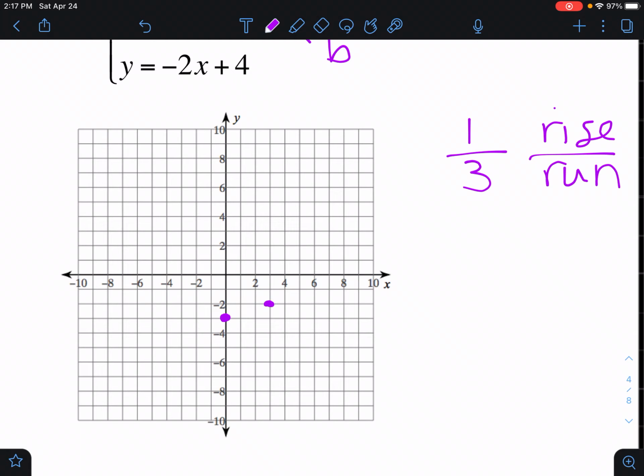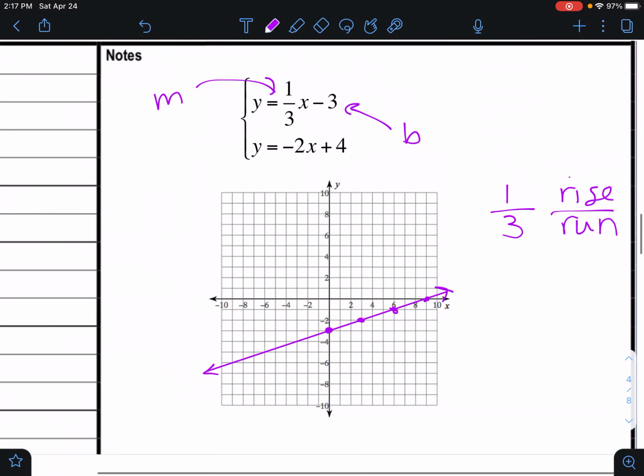And you could keep doing that. You could go up 1 and over 3 again a couple of times if you just want to make sure you have a few points. Up 1, over 3, just so you have a few, and then you would draw your line. So I'm going to draw my line. Adjust that a little bit, and there we go. There's my first line.